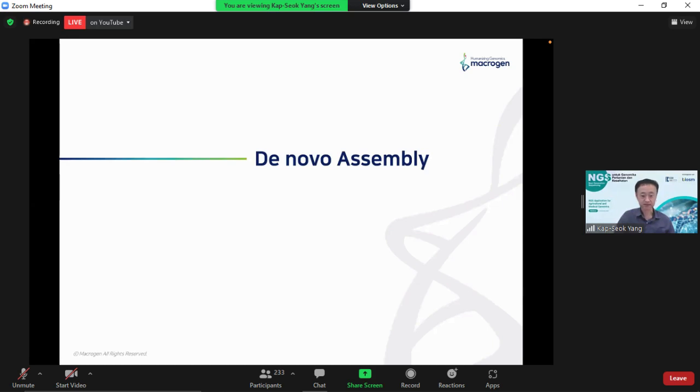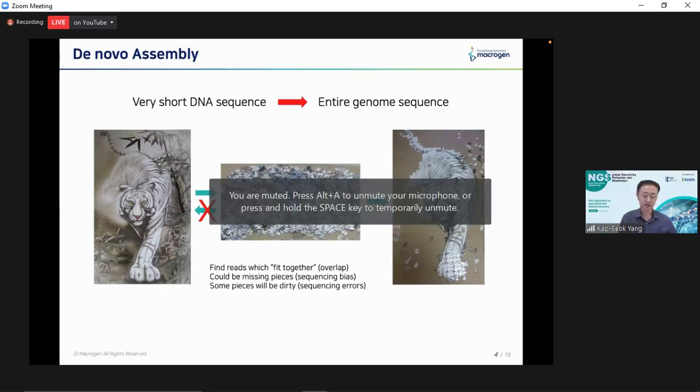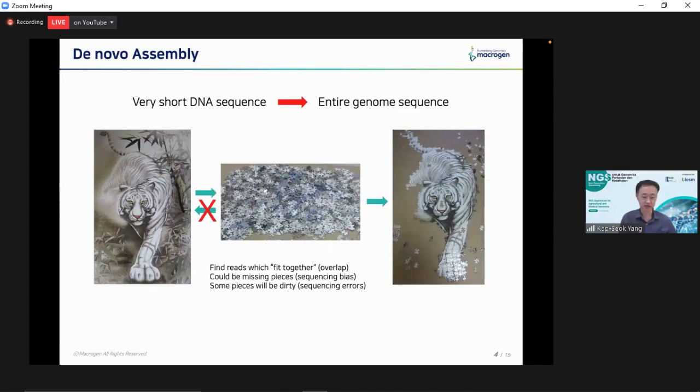Okay, de novo assembly. Assembling a genome is exactly like solving jigsaw puzzles. But there are many biological challenges that make the assembly so much more difficult. You cannot really fit the pieces together, because to fit the pieces together, they should have an overlap. And sometimes you don't really have the pieces. I mean, there are missing pieces or bad sequencing quality.